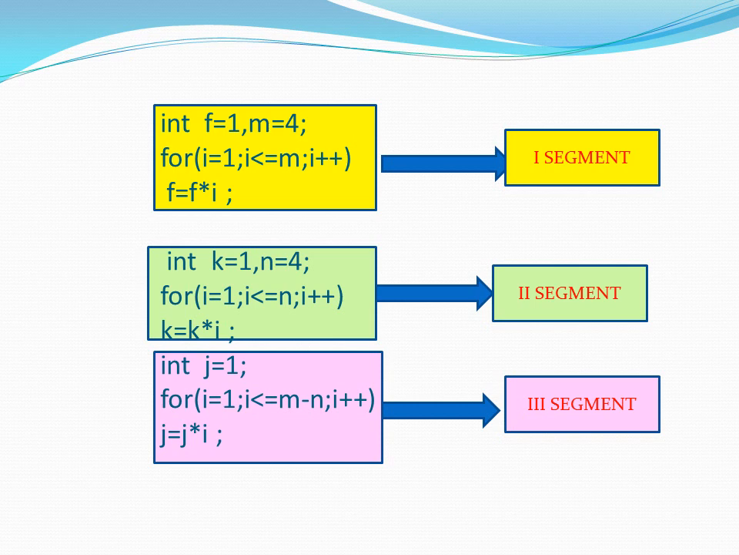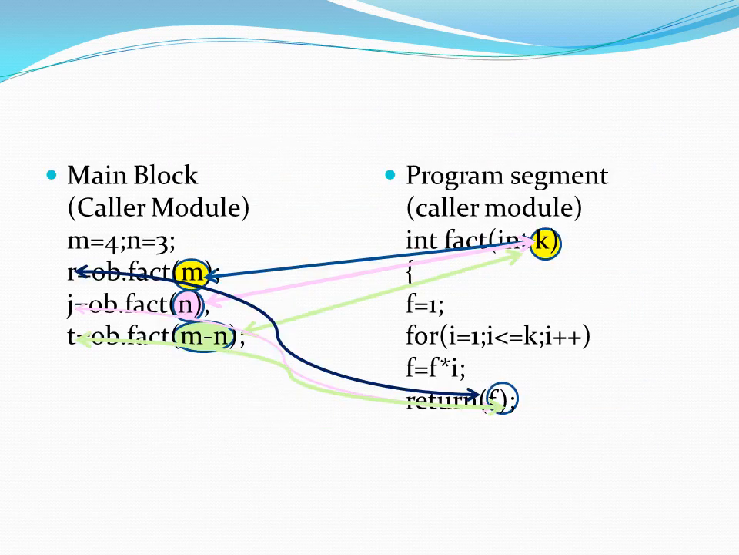Writing similar segments a number of times increases the length of the program. It not only increases the length of the program but also occupies unnecessary space in the computer. In order to overcome this problem, we can write a single segment for calculating the factorial of a number. Here we can use two method blocks, the caller method and the called method.